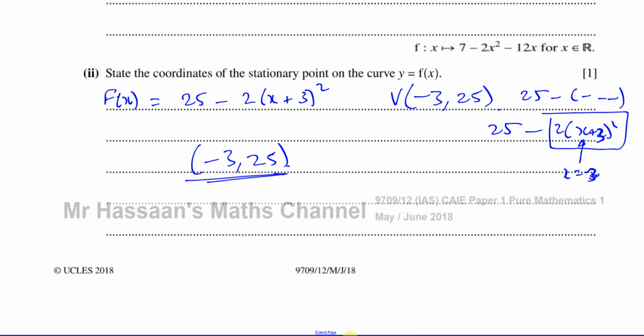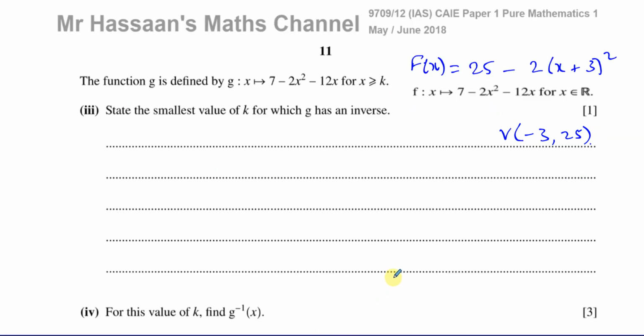Now for part 3. Now for the actual questions that were asked in the test your understanding. It says, state the smallest value of k for which g has an inverse.